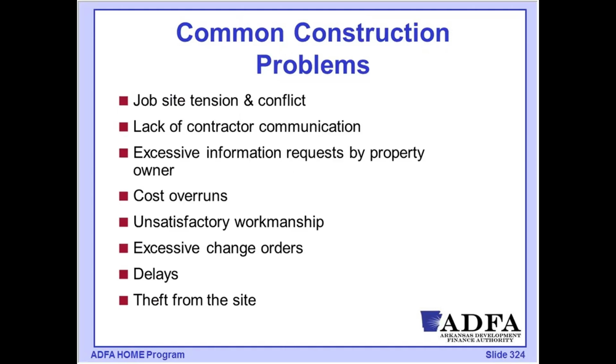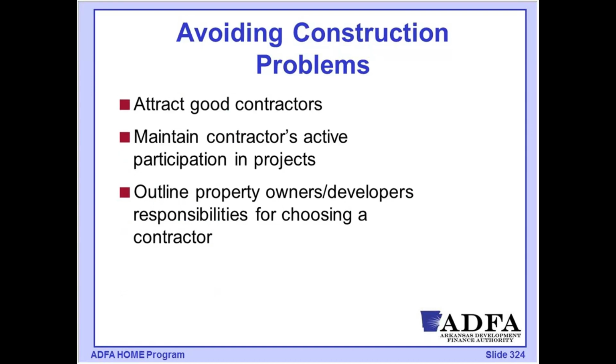Common issues that we find with construction projects, where we get some job site tension and conflict, a lot of moving parts, where we have contractors that aren't communicating well, or we're getting excessive involvement by that property owner, information requests. Anytime we have cost overruns or we have workmanship that is not up to our standards, we talked about an issue about change orders or projects that are delayed based on that projected timeline. And in some cases, we'll find that there's theft from the site and needing to try to figure out how do we protect materials, how do we protect equipment on that.